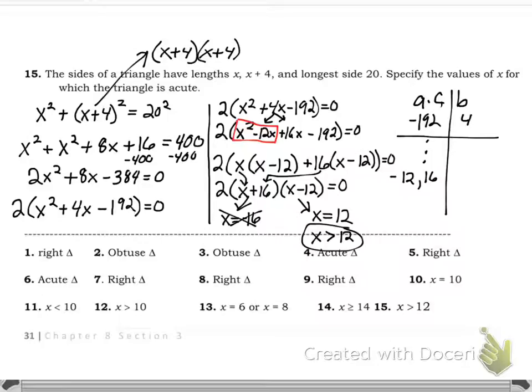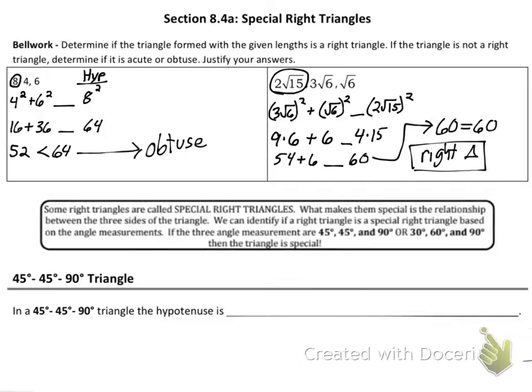Let's go ahead and do today's lesson, which is just special triangles. What makes them special is the relationship between the three sides of the triangle. More specifically, we're going to talk about two types of triangles. They're called 45, 45, 90. And the other one is 30, 60, 90.